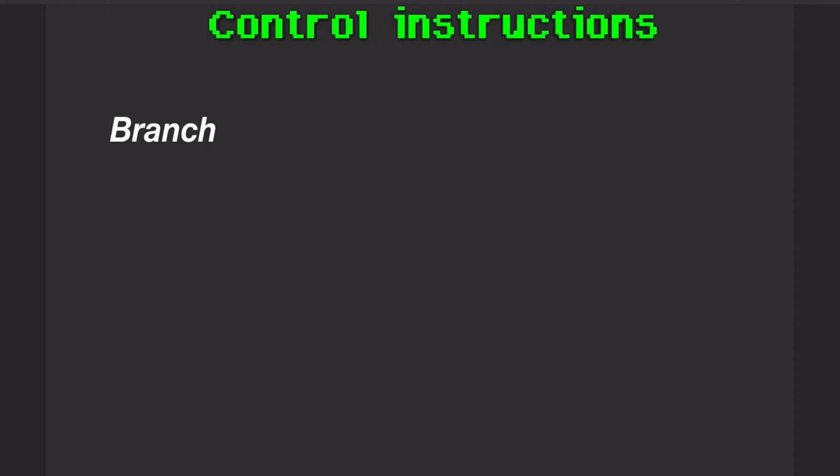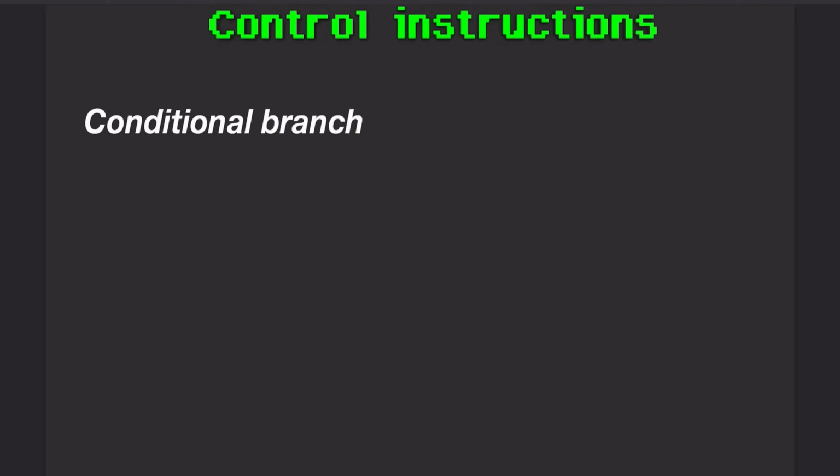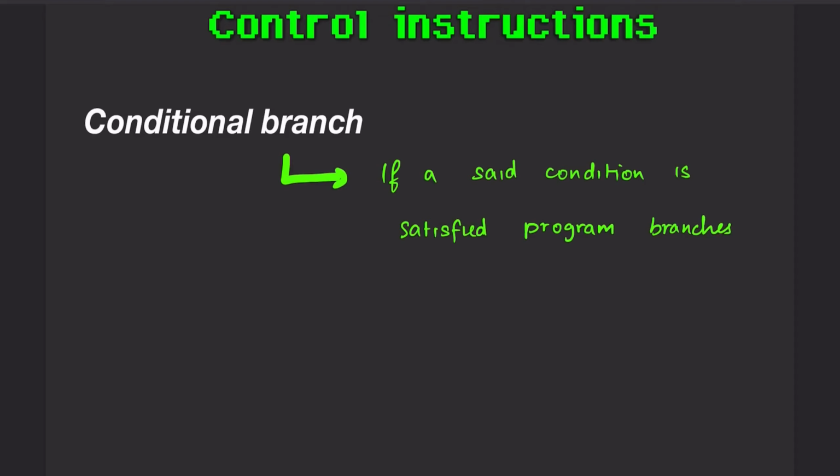Some of the common instructions under control flow instructions are Unconditional Branch Instruction. This instruction instructs the control flow to branch to another location in the program and execute instructions there. Conditional Branch Instruction. This instruction instructs the control flow to conditionally branch to another location if a certain condition holds.